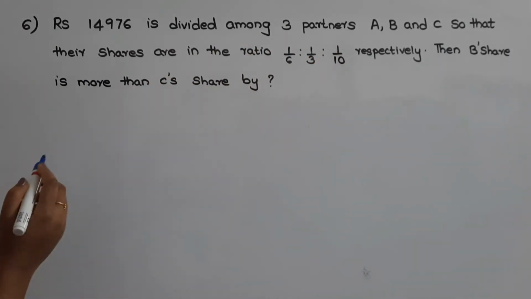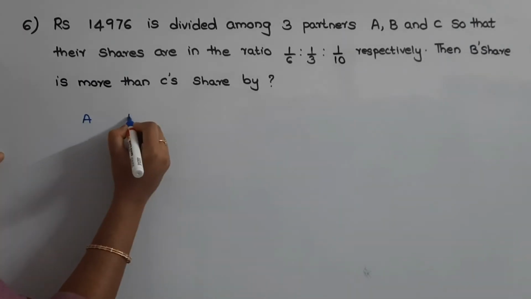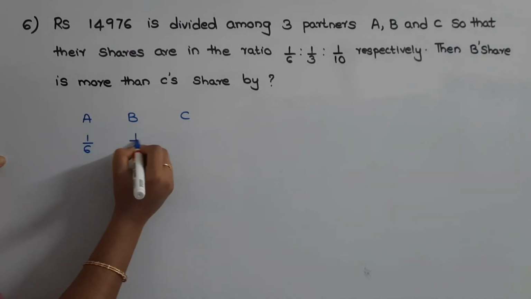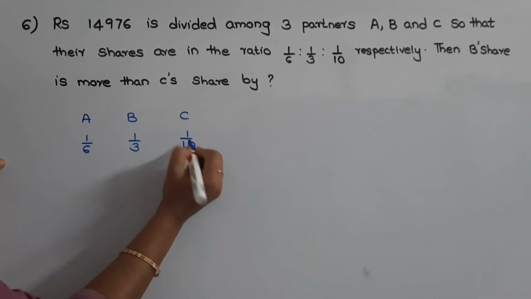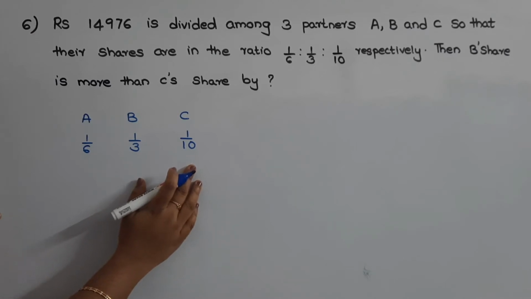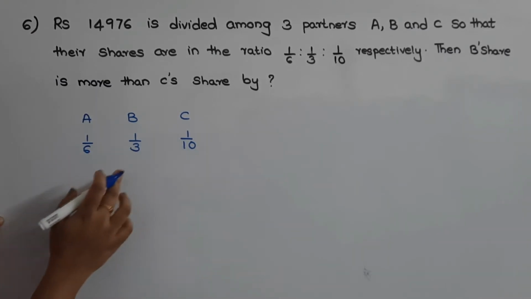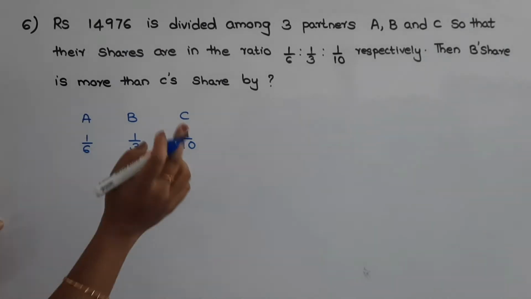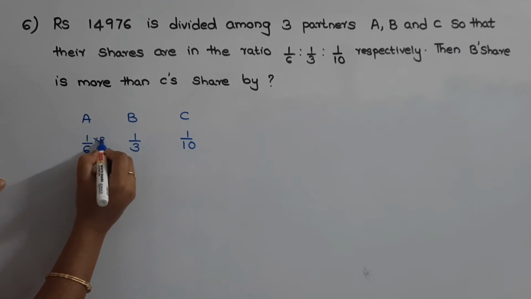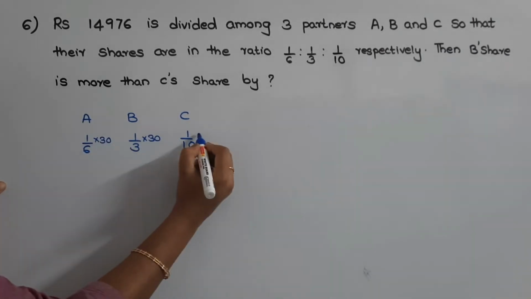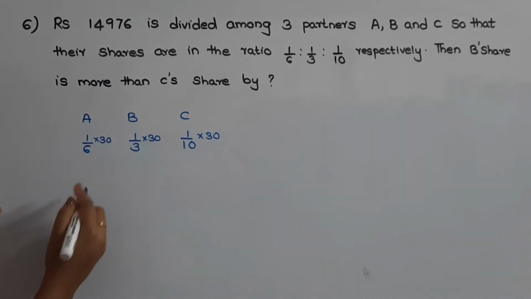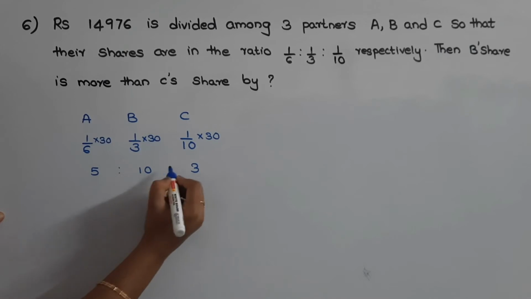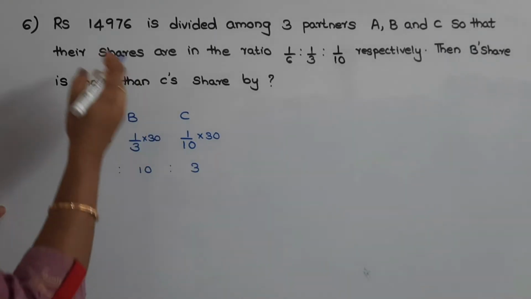Okay, so let us first write down the ratios of the shares of A, B and C. That is given as 1/6, 1/3, 1/10. In order to avoid this fraction, let us multiply each of these terms by the LCM. The LCM of 6, 3 and 10 is 30. So multiply each of these terms by 30. Then the ratio of the shares of A, B and C will be 5:10:3.